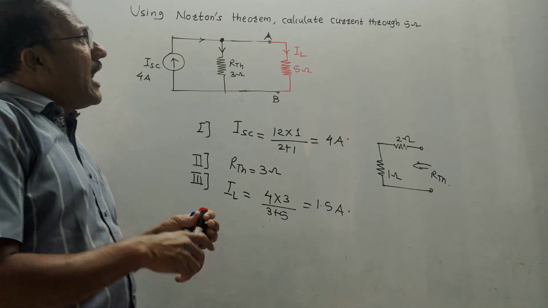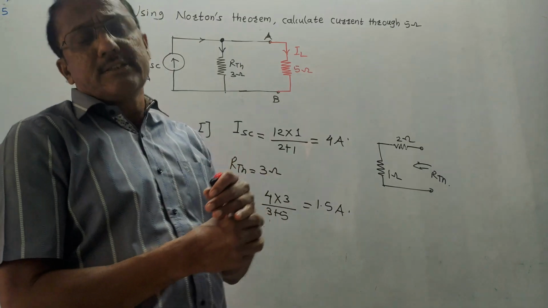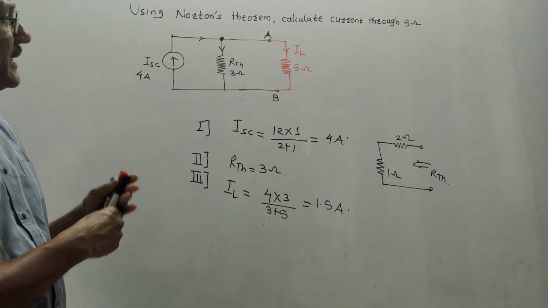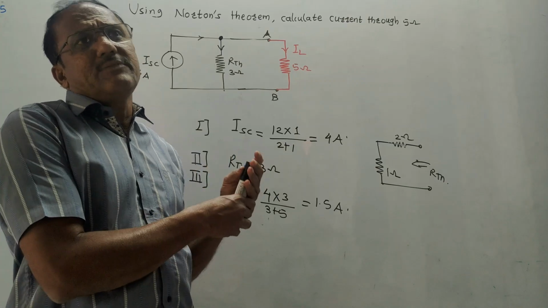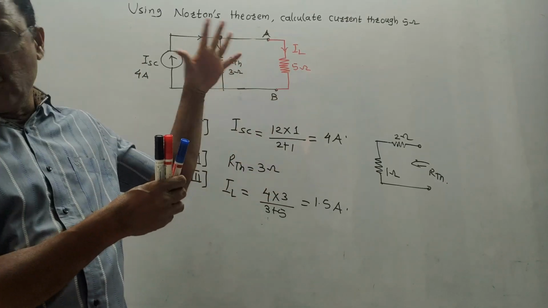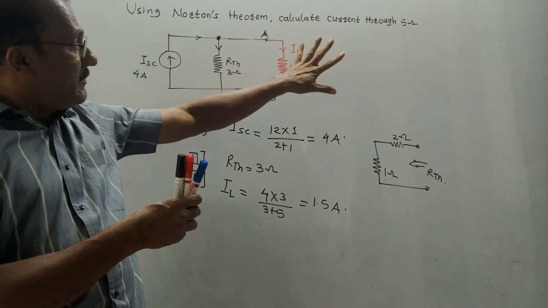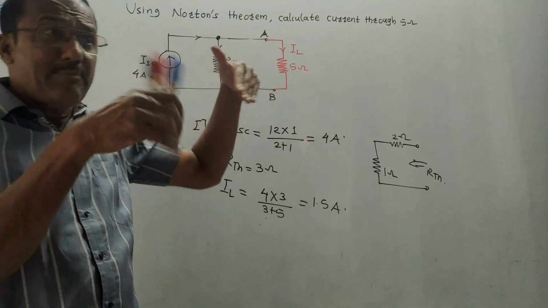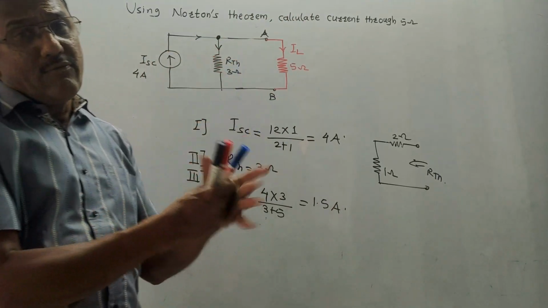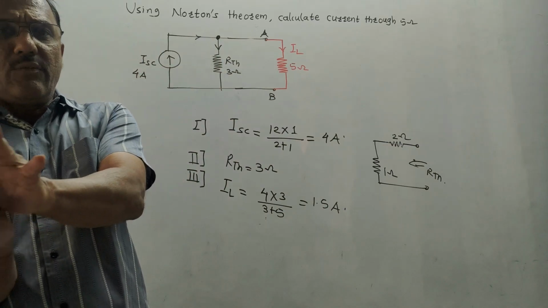Dear students, I have purposely selected the numericals in such a way that the basic concepts will be more clear to you, so that you can solve any type of numerical as far as Norton's equivalent theorem circuit is considered. And as I mentioned in the earlier problem, you can convert it into Thevenin's equivalent diagram.